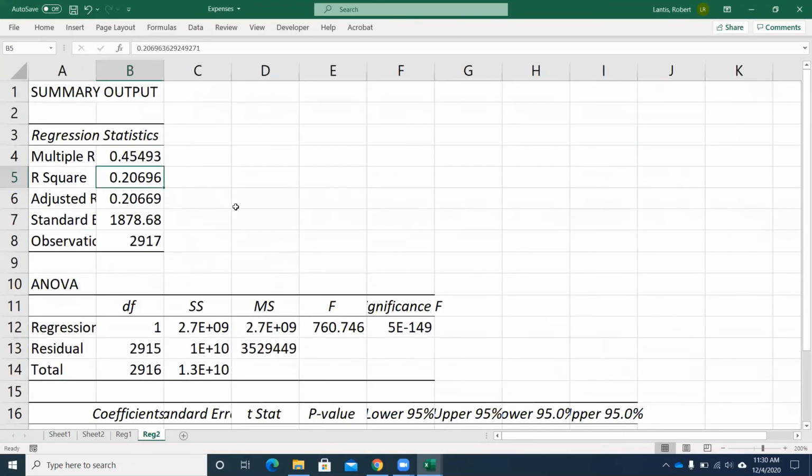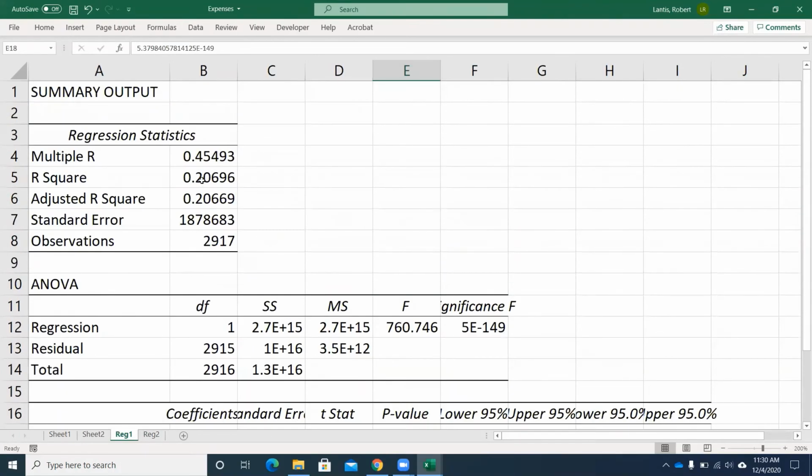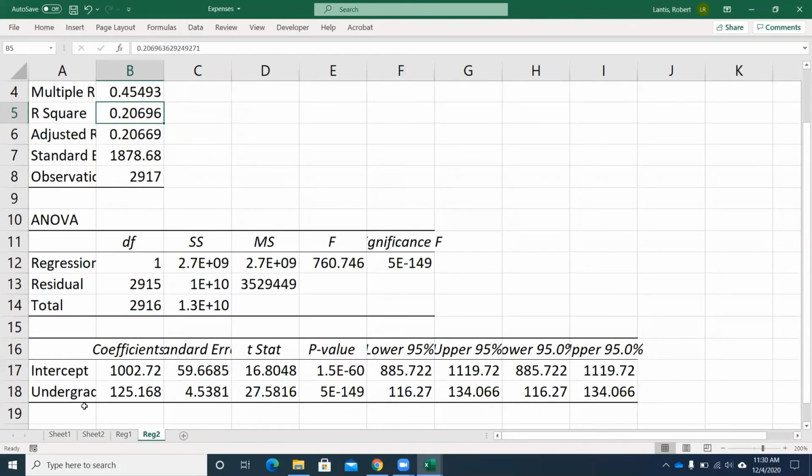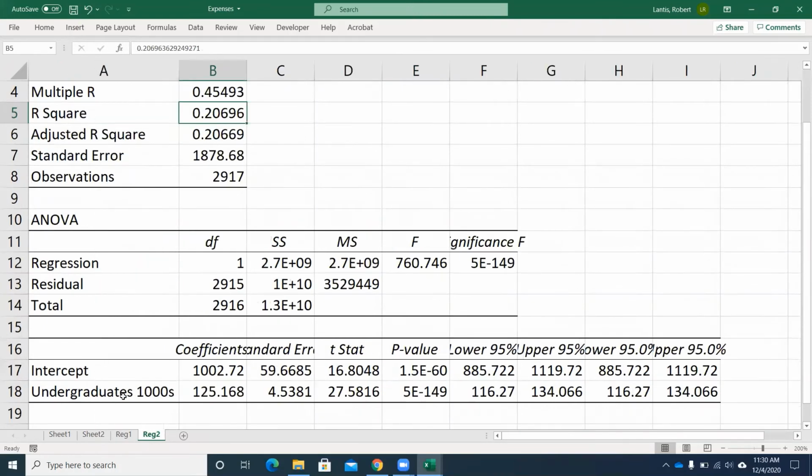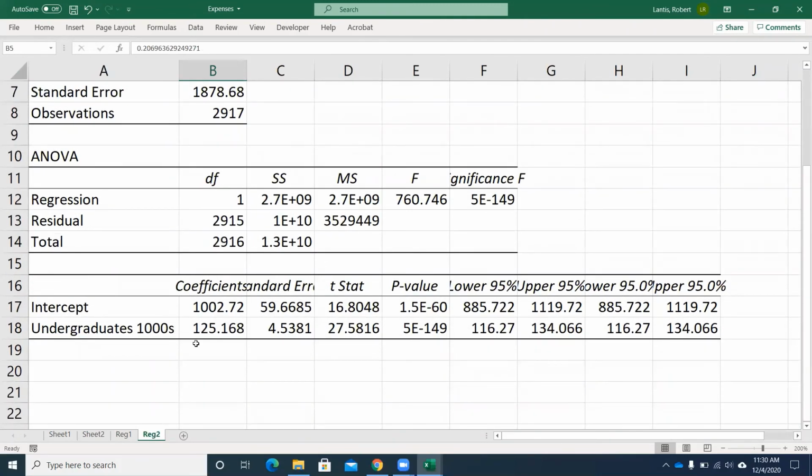Notice that R squared is the exact same. It shouldn't have changed, because the only thing we changed was the units that this X and Y variable were in. So now if we're making this prediction, we've got total number of undergraduates in the thousands. If we think about what a one unit change would be here, it'd be 1,000 more students, because one unit change now is 1,000 more students, would increase the predicted Y variable by 125.